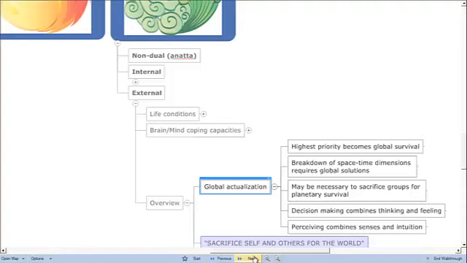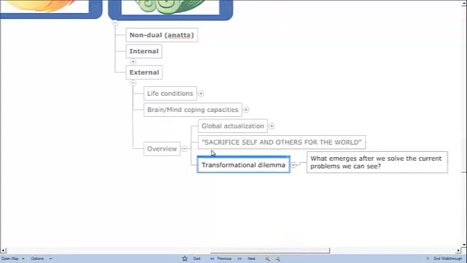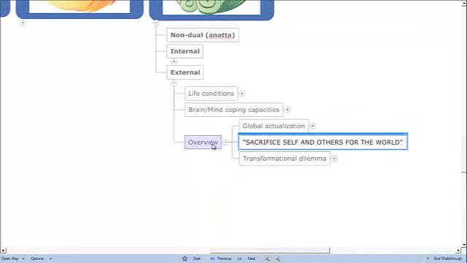At this point, you realize that it may be necessary to sacrifice groups for planetary survival or for the sake of the deep ecological interconnectedness. Decision-making combines thinking and feeling, and perceiving combines sense and intuition. The mission statement or motto at this level of consciousness is to sacrifice self and others for the world. Again, sacrifice self and others for the world. So, as we said, no matter what level you're at, you always see the level above you as one of the levels before you.